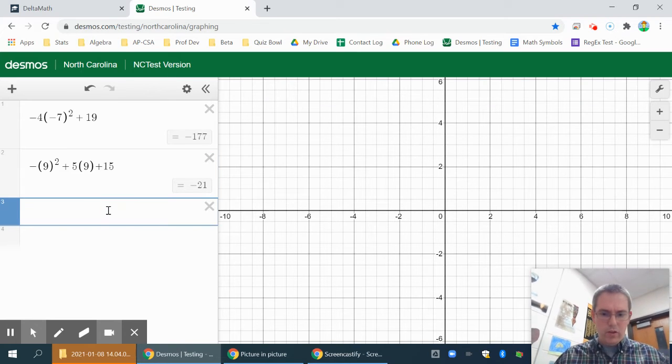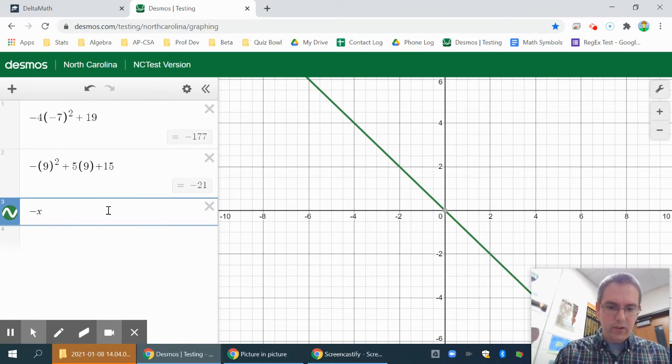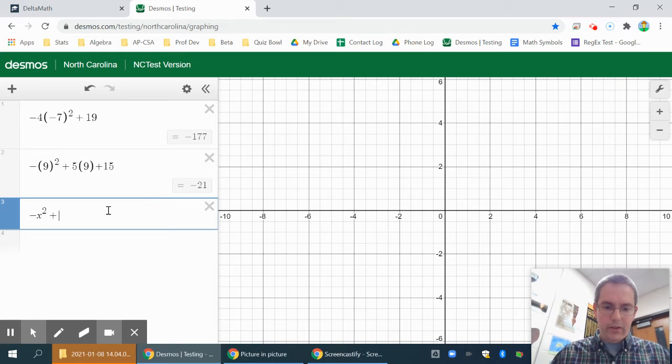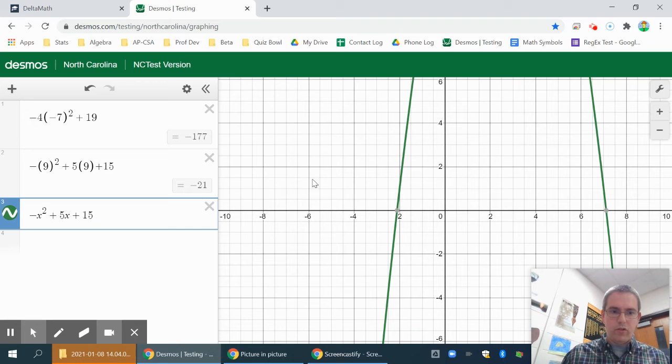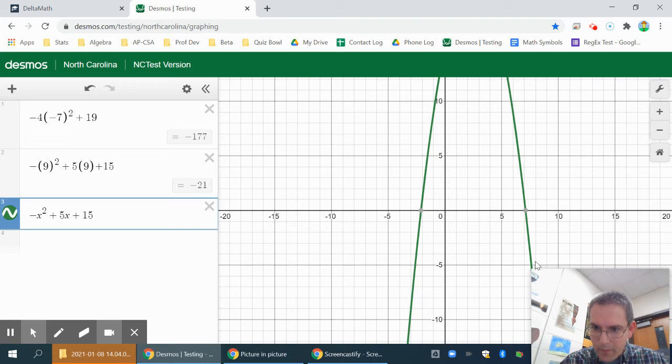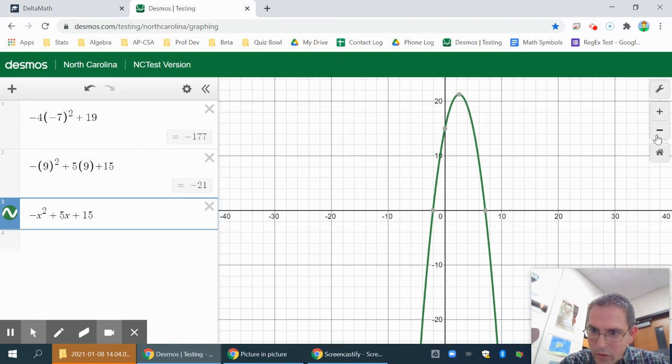Let's go ahead and look at one other thing I want to mention. If you were doing Desmos, you could just type in a -x squared plus 5x plus 15. And you could look at your graph and you could go over to 9 on your graph. You might have to zoom out. But if you go to 9 on your graph, you will get the answer by hovering over your graph when x equals 9. Well, there's 8. And if I go over to 9, it's going to give me the correct answer. My picture's in the way, but that is a -21 there.